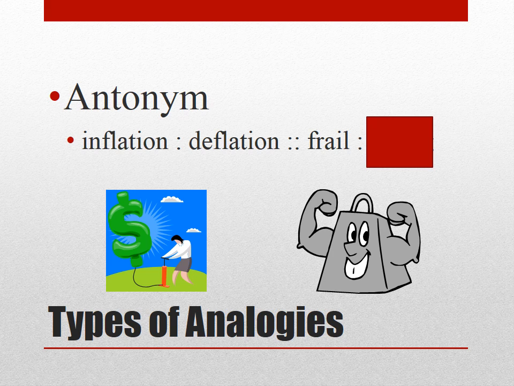The opposite of a synonym is an antonym. Again, antonyms mean the opposite. So two words that have the opposite meaning of each other. Inflation is the opposite of deflation. And frail is the opposite of what? So inflation is to deflation as frail is to blank. What's the opposite of frail? Strong. So inflation is to deflation as frail is to strong.